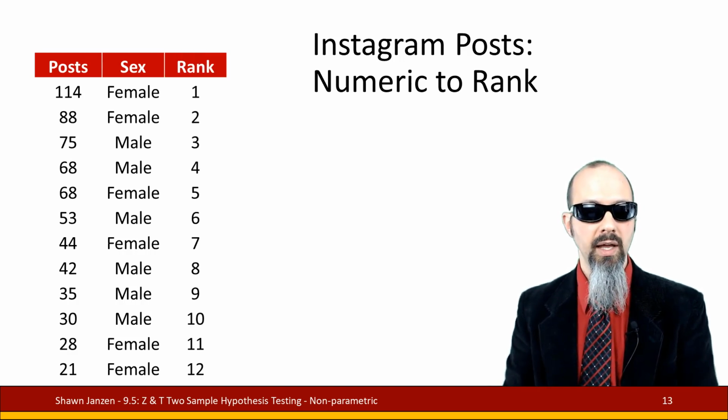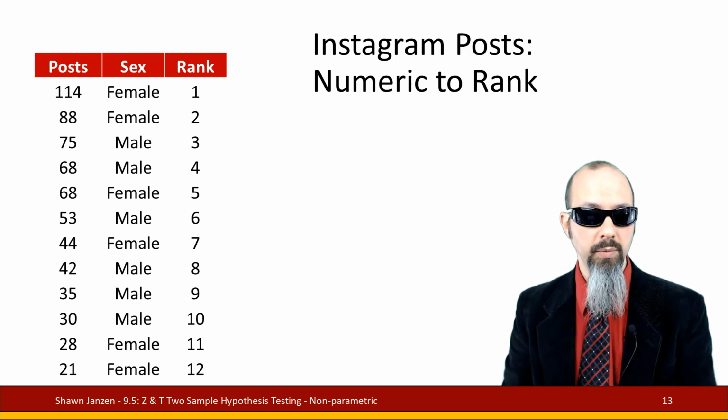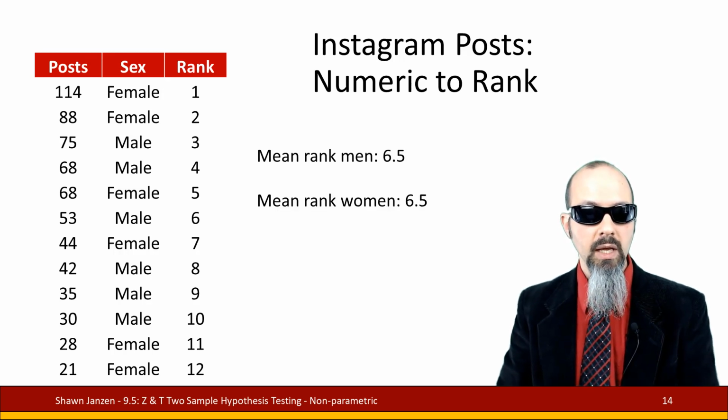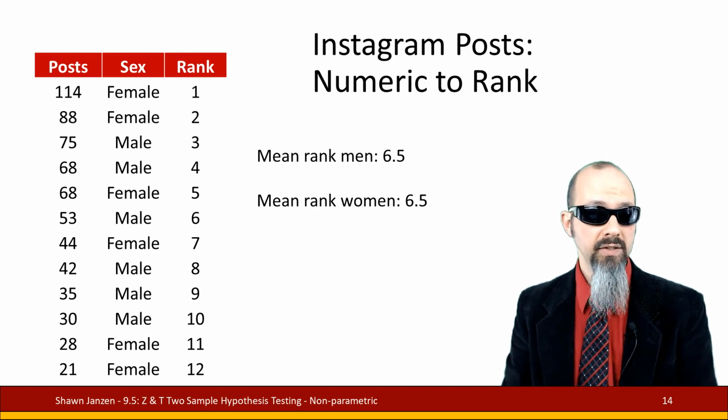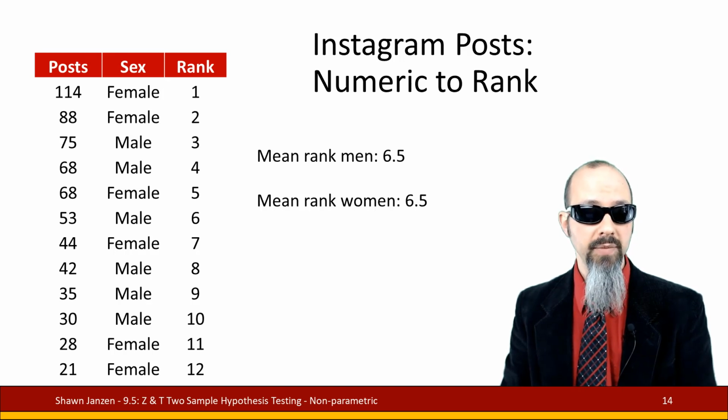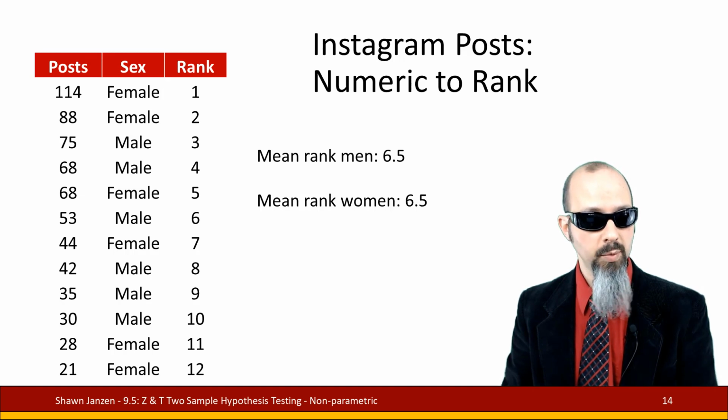Then we can go ahead and add another column to them where we've ranked them, where the highest number of posts that month is the first rank, the second highest is the second rank, third highest is the third rank, and so on, until we have 12 ranks, one for each of the 12 people in our data. And what we then find is if we take a mean of the ranks, men come up to be ranked 6.5, and women come up to be ranked also 6.5.